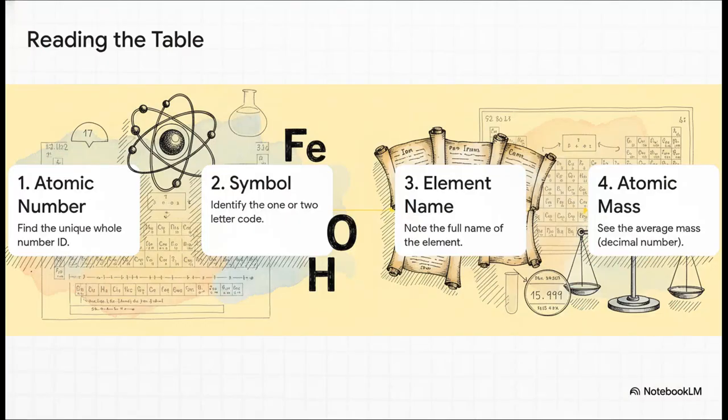So each little box on this table gives you an element's core identity. You get the name and the 1 or 2 letter symbol. You also see the atomic mass, that's the decimal number we talked about before. But the single most important piece of info is that whole number at the top, the atomic number. That's its unique address on the chart.